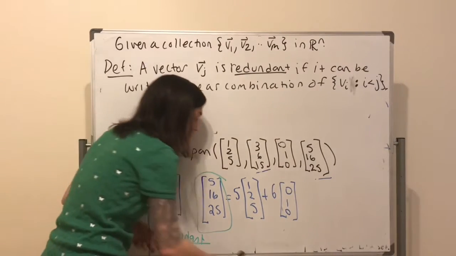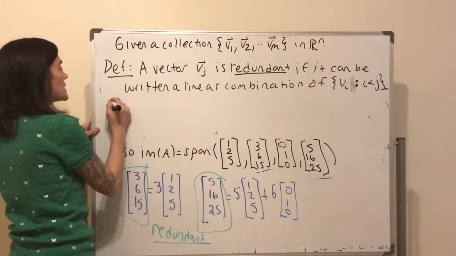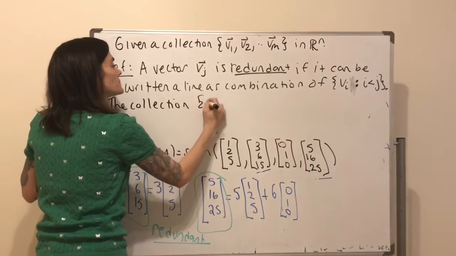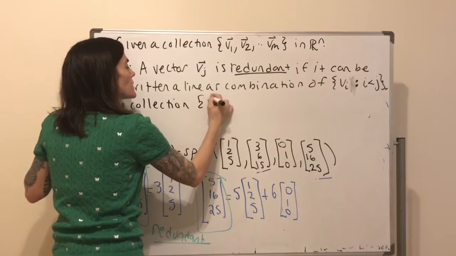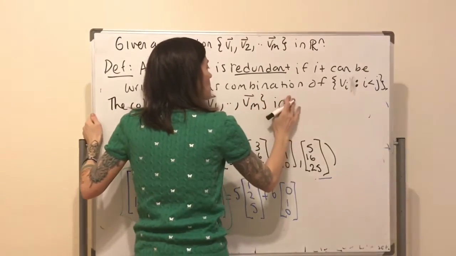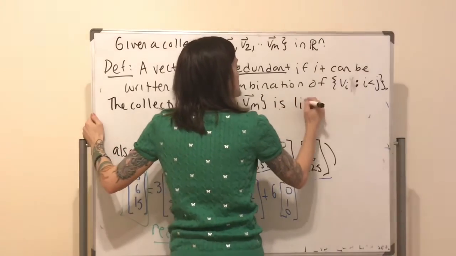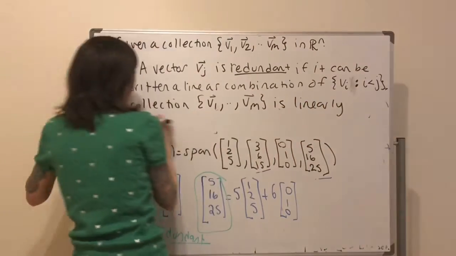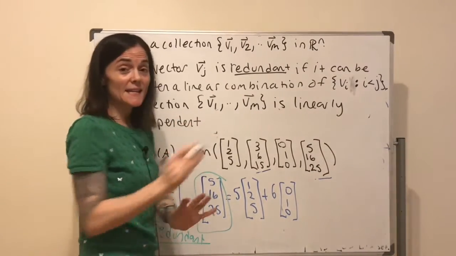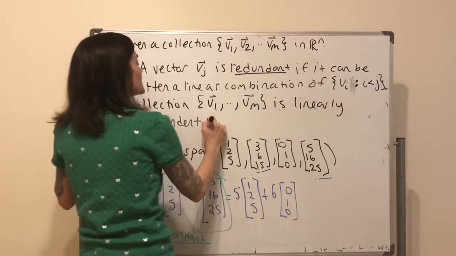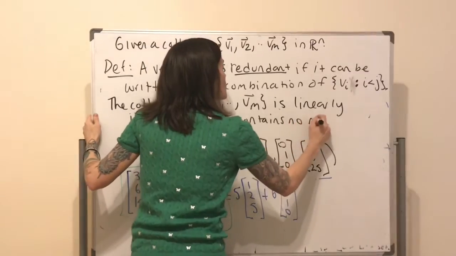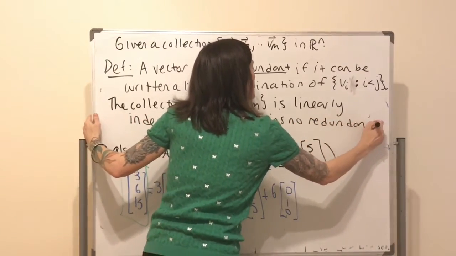Okay. Now comes the notion of linear independence. The collection V1 to Vm is linearly independent if it contains no redundant vectors.